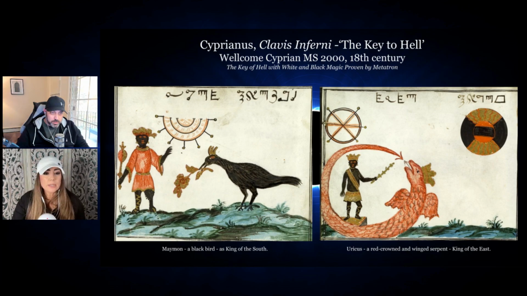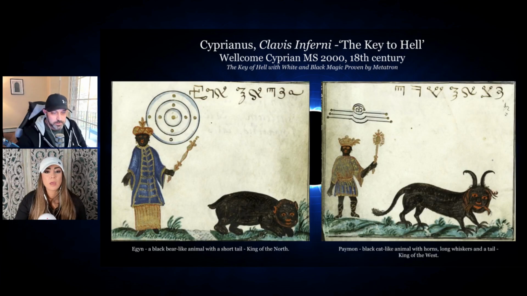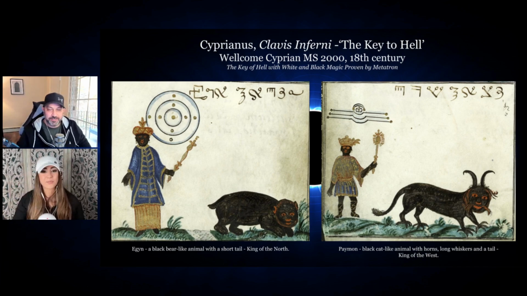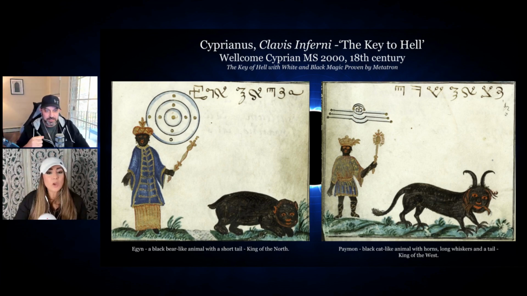So Maimon is a black bird, which is the king of the something, and then you have the red-crowned winged King of the South. And then you have the red-crowned and winged serpent, which is the king of the East. And then next, let me go back.